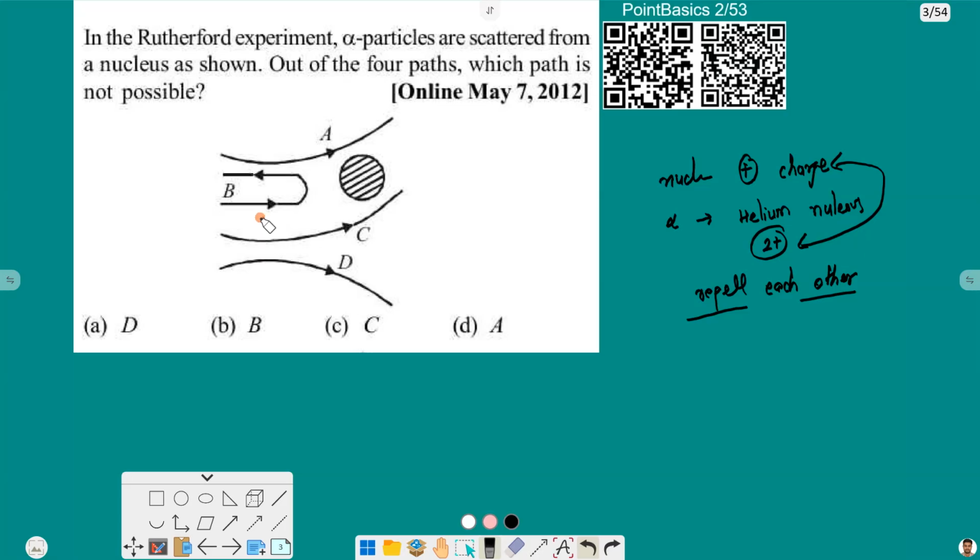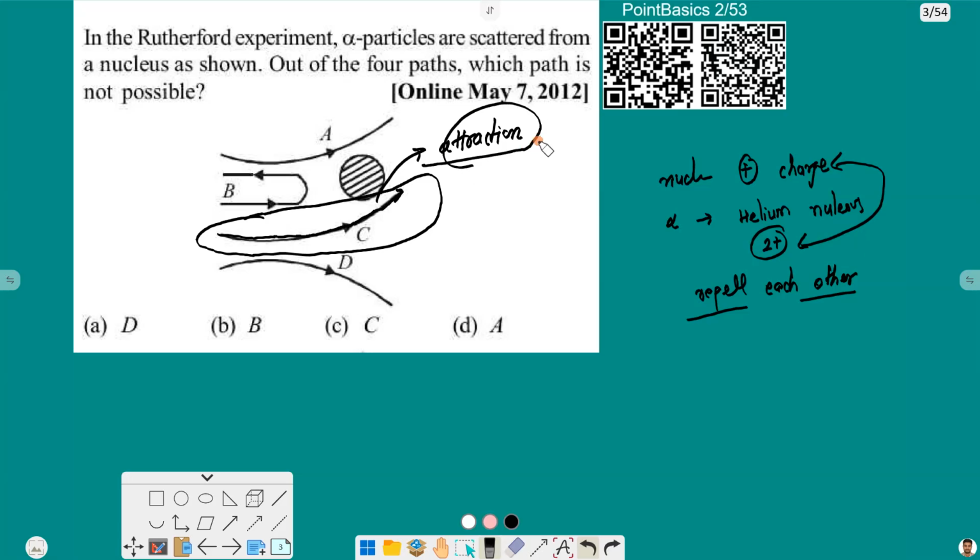If we see this path here, the particle is moving like this and then it is coming near to the nucleus. If it is coming near, it means there is attraction happening. And if there is attraction, that is not possible, as this will be a case of repulsion. So that's why we can say path C is not possible. So option C is the right answer.